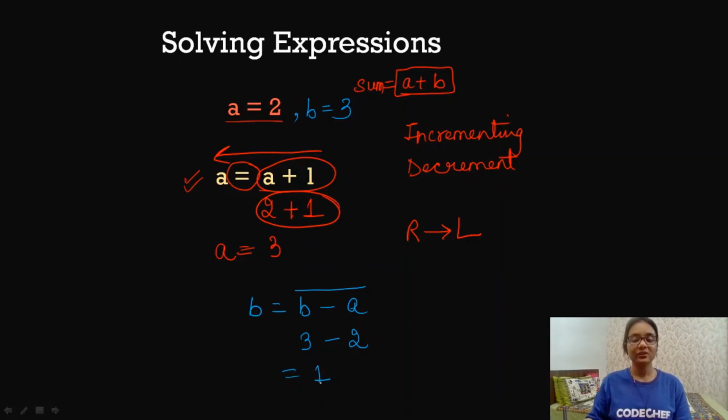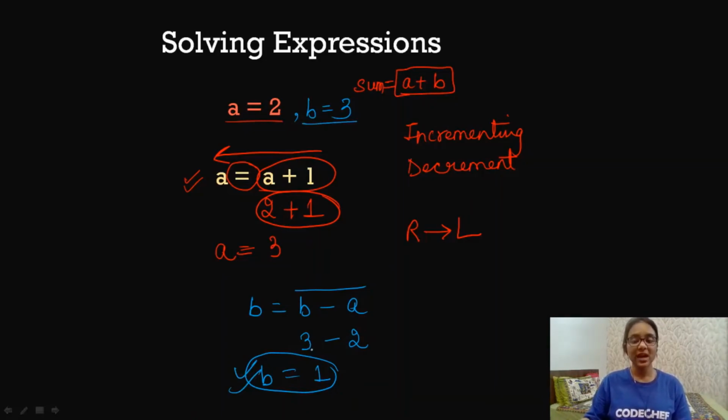And this value 1 will be stored in b. So the newly evaluated value of b will be 1. This is the updated value. Now if we use b somewhere else in any other expression, then this newly updated value of b will be used, because this value is no longer valid.